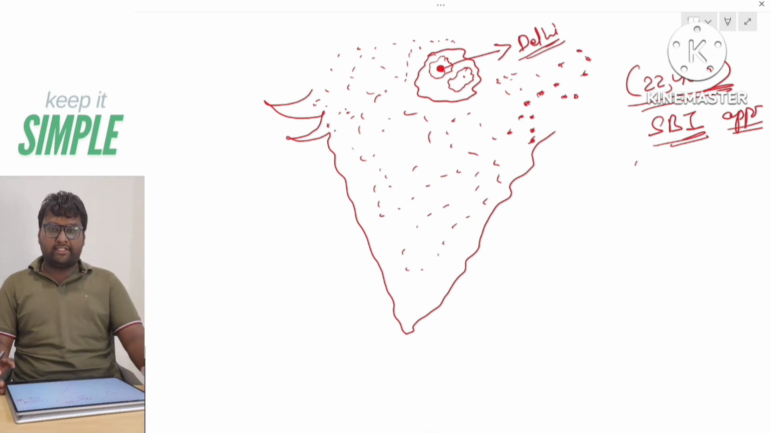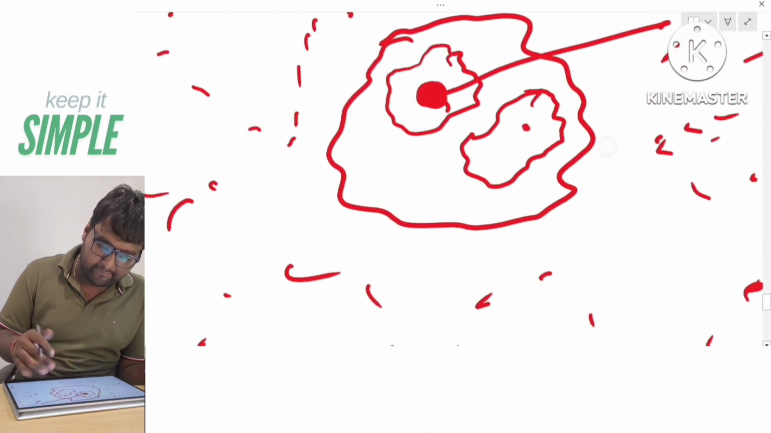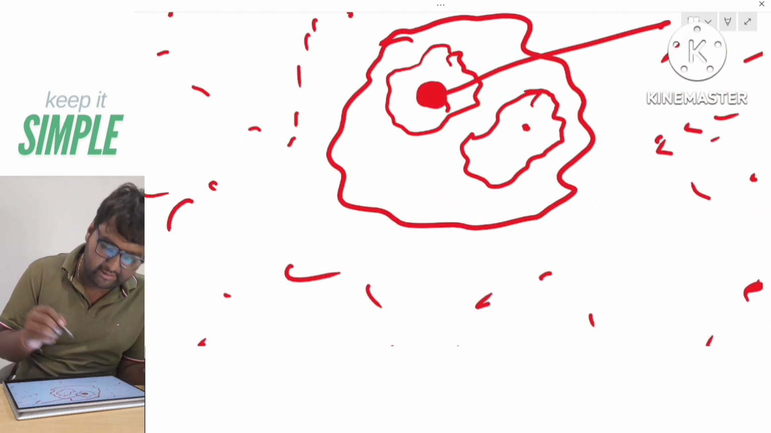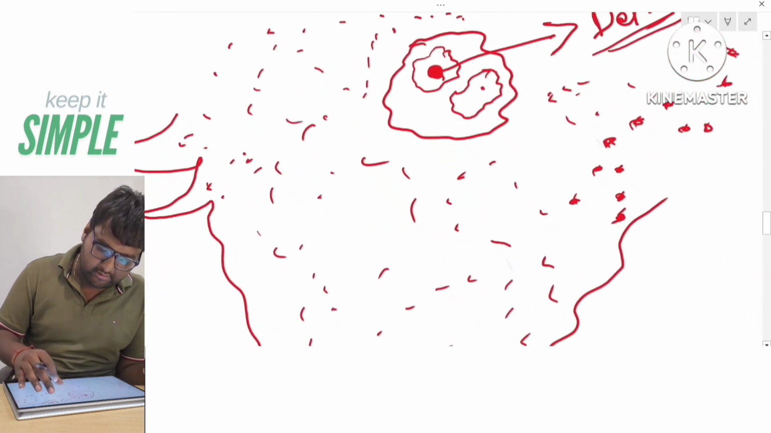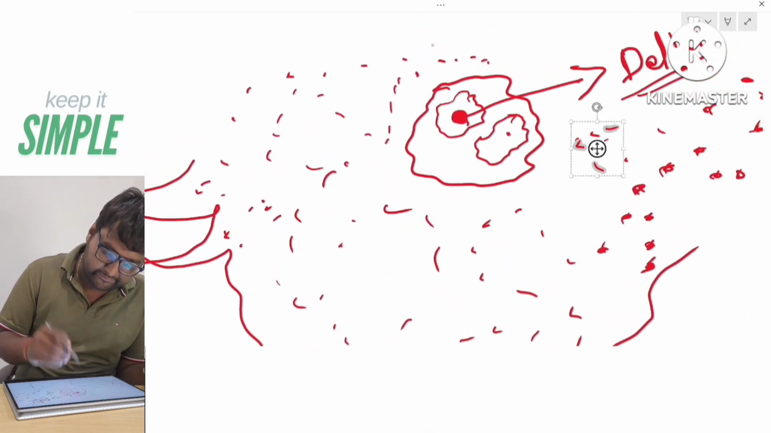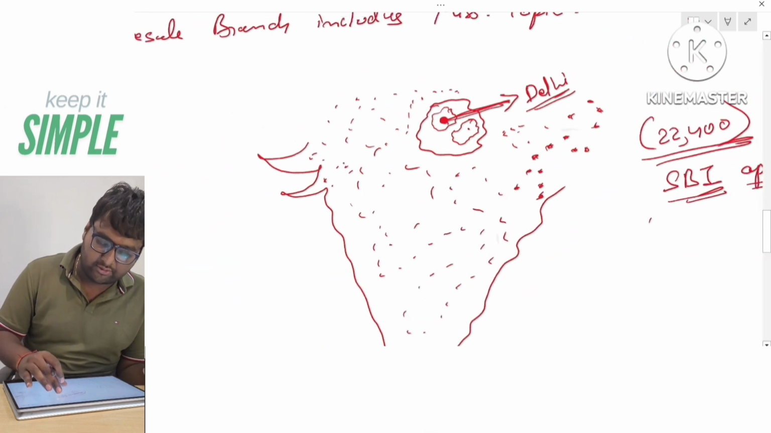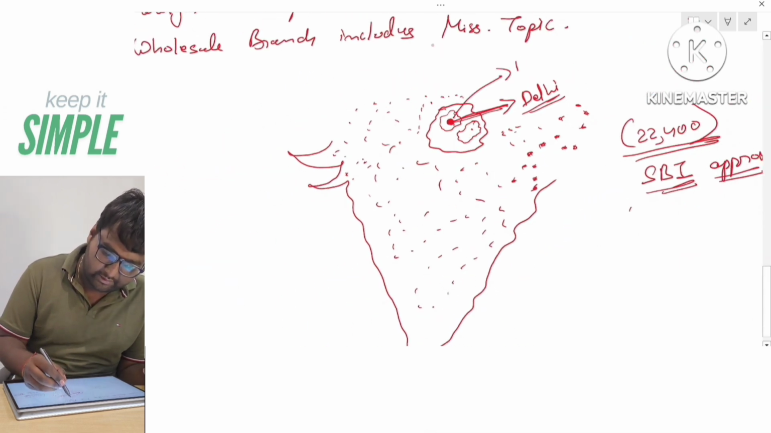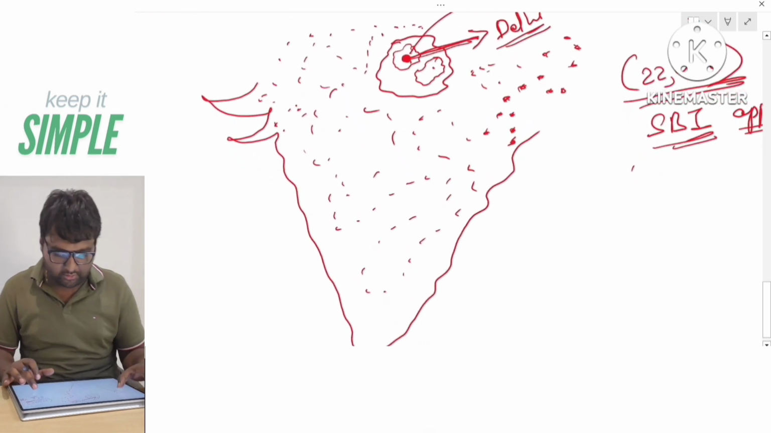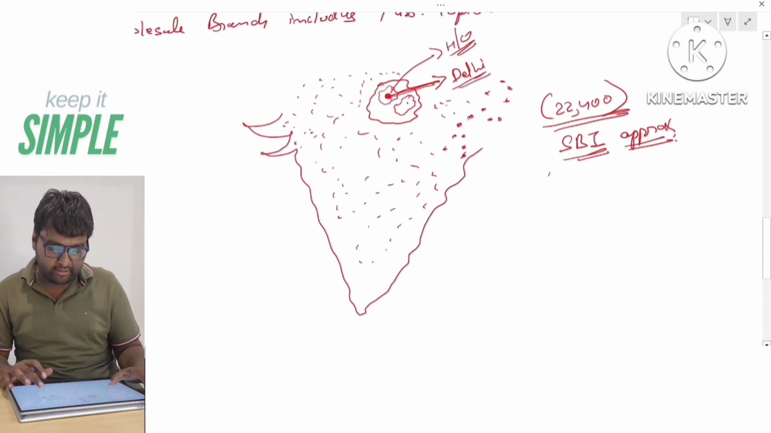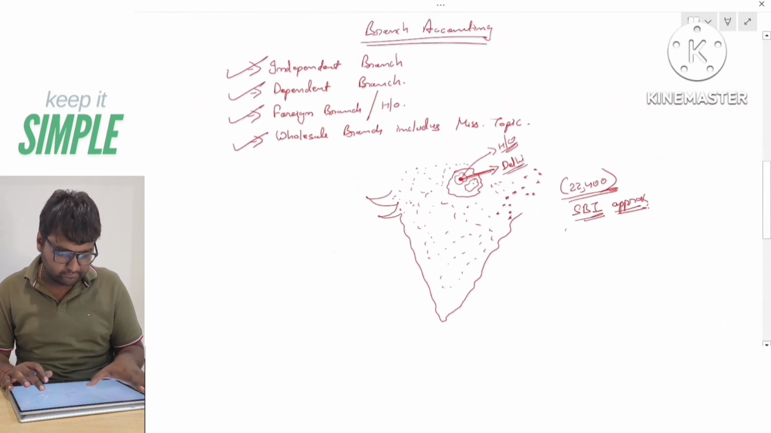Okay, so these all are called branches, and this main area from which SBI has been regulated, not regulated, we'll say, which has been operated, we'll say, this becomes the head office. So this becomes head office, and everything else becomes branches. Okay, so you got a brief idea of what is branch and what is head office.